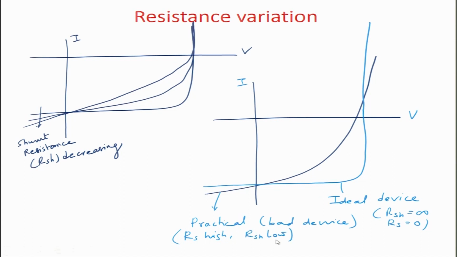So, our job as a device engineer and materials engineer is to decrease the series resistance to 0 and increase the shunt resistance to infinity, so that we get a good IV behavior from these solar cells.